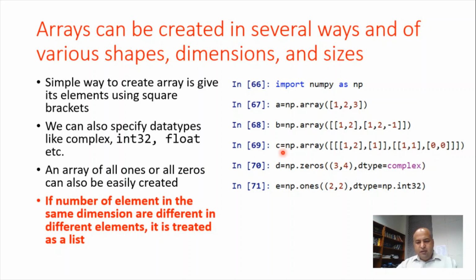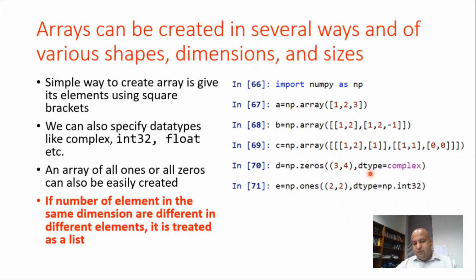We can also create arrays. Let's say if we want to create an array of all zeros, which is two-dimensional. So in the first dimension there are three elements. In the second dimension there are four elements. So this will create a 3 by 4 array of zeros. Similarly, if we want to create an array of ones, I can specify it like this. This is a 2 by 2 array of ones.